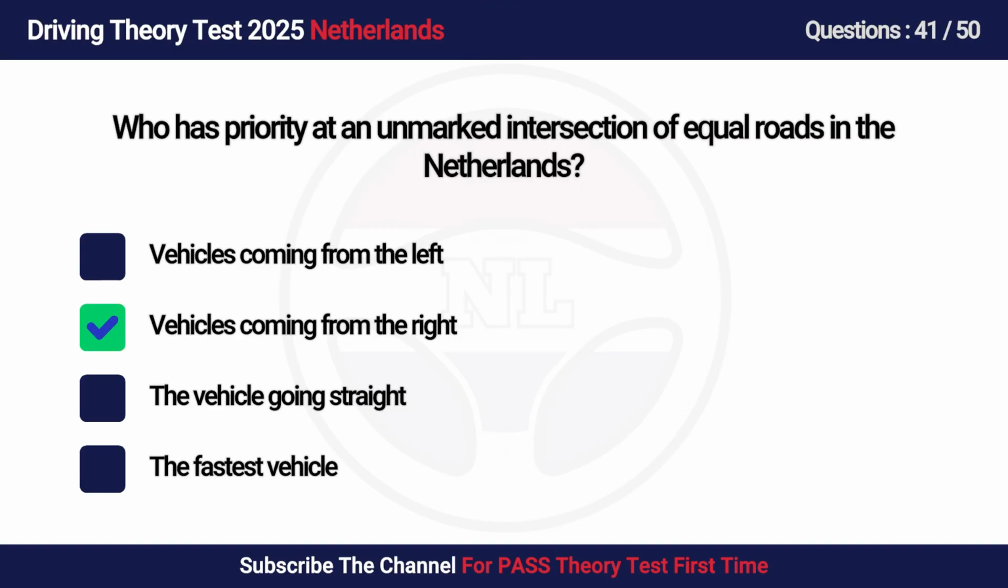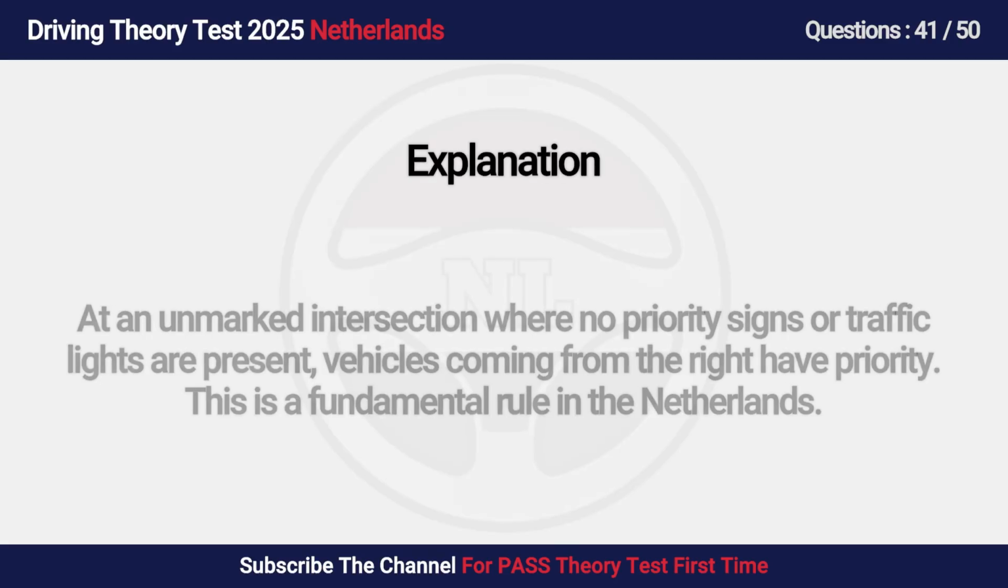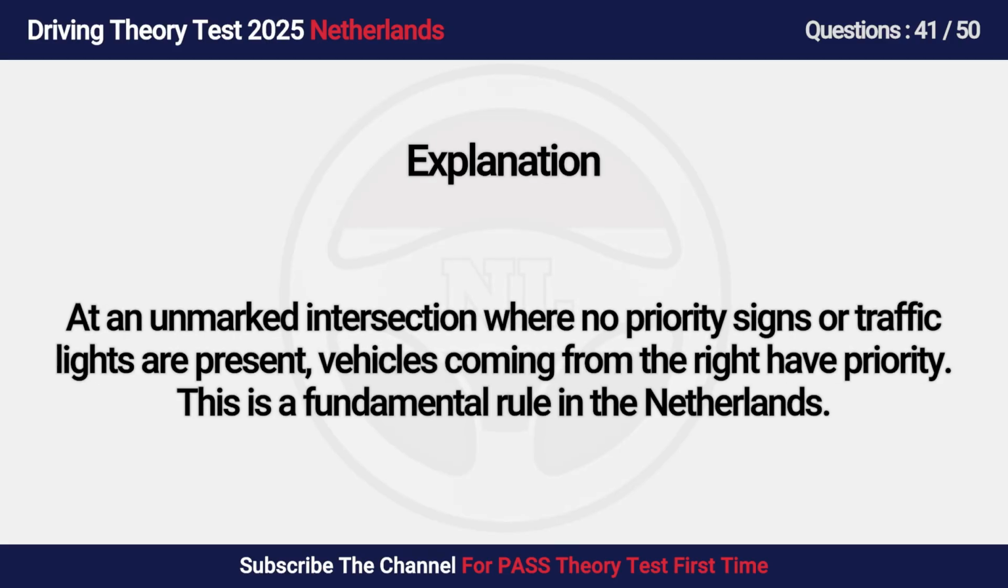Answer is B. Vehicles coming from the right. At an unmarked intersection where no priority signs or traffic lights are present, vehicles coming from the right have priority. This is a fundamental rule in the Netherlands.